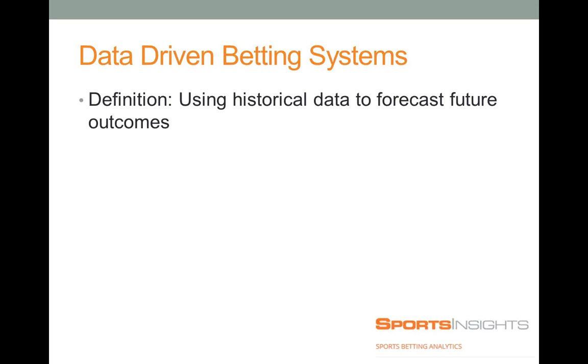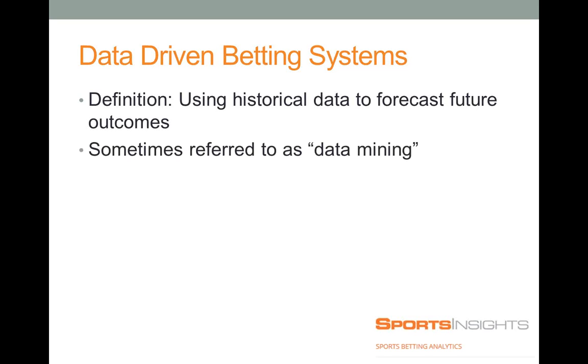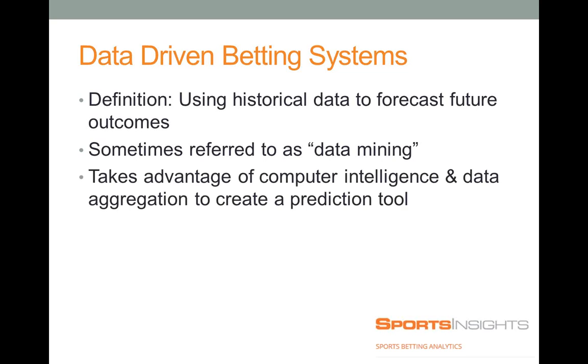So, data-driven betting systems. I'm defining them as using historical data to forecast future outcomes. What we're doing is looking back at data, using computers to ask it some interesting question and seeing what the results come out as. You'll see it's sometimes referred to as data mining, which is basically looking for patterns in data, and that's really been an exploding field in the last decade. For other fields, now it's coming into sports betting because you're taking advantage of what computers can do. They can aggregate data, put it into a database, and then you can quickly manipulate that data, ask it questions, run a query against it and see what the results are.